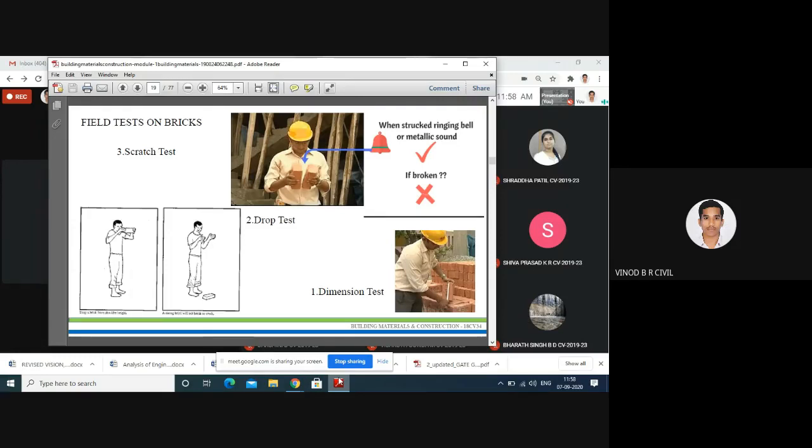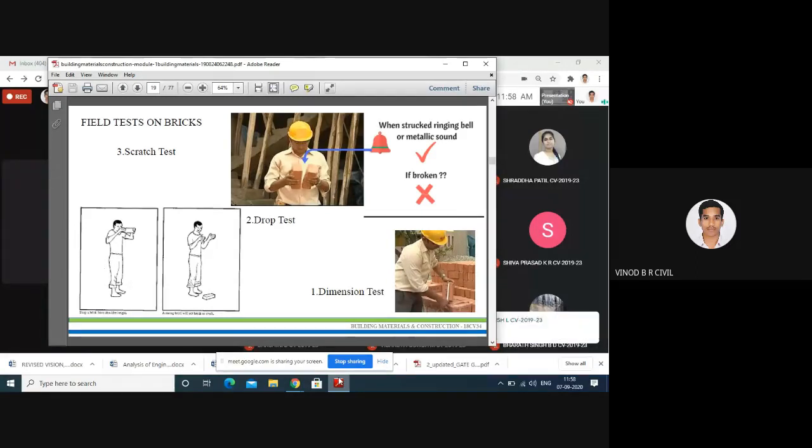Sometimes we can't take the material to the laboratory because of time issues, and at the same time there are distance or transportation issues. We have to conduct some of the tests in the field. What are those tests? The first one is the dimension test. It should be a proper dimension. As per Indian standard, we have to maintain the standard dimension.